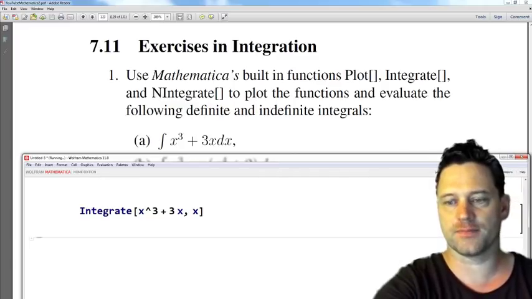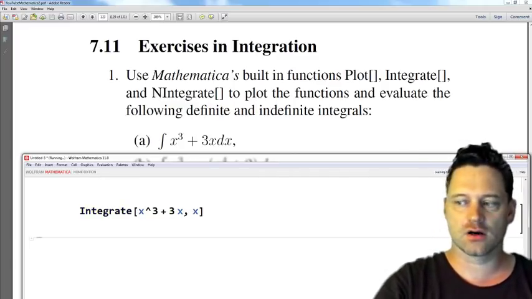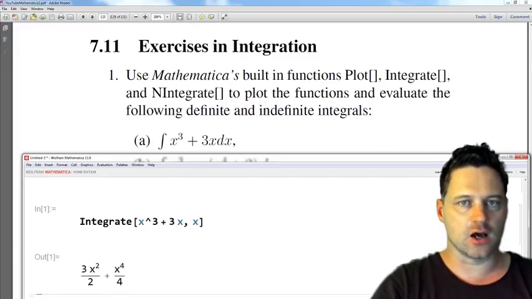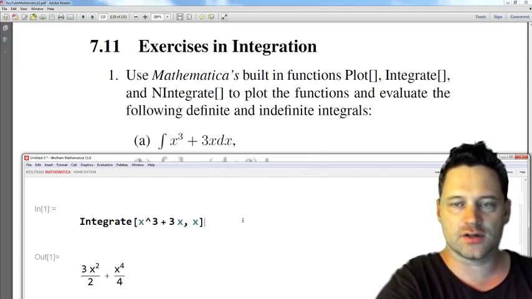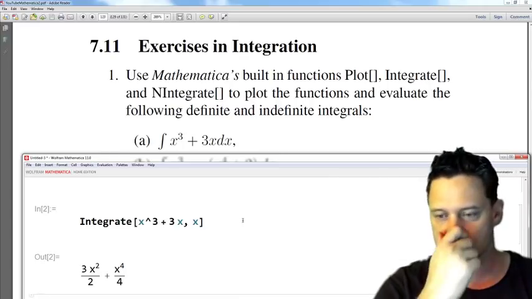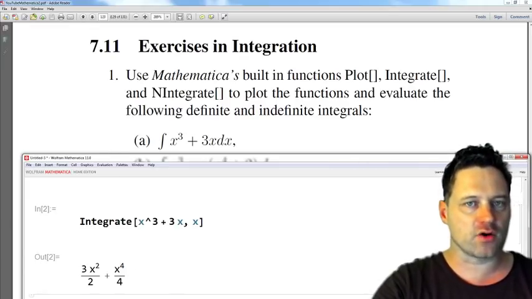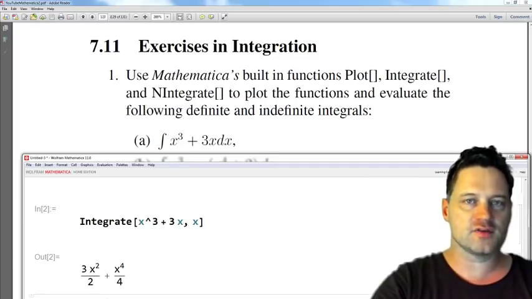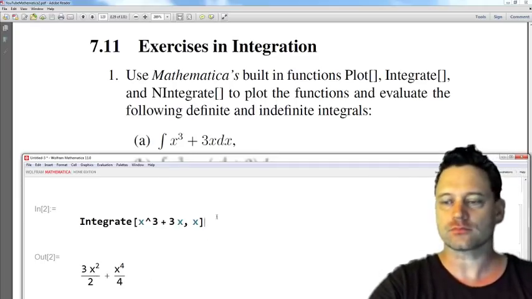Okay, shift enter. That takes a little while the first time because I had quit the kernel earlier, so normally it's not this slow. All right, here is our answer, and I'll just show you that we can do it again and it'll go faster. Basically instantaneous the second time. So the integral is x to the power of 4 over 4 plus 3 halves x squared. Now it does not include the plus c.